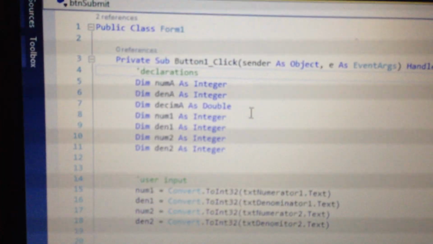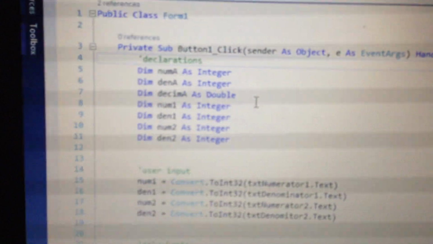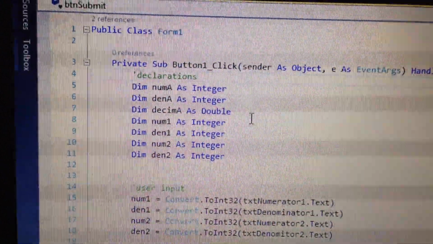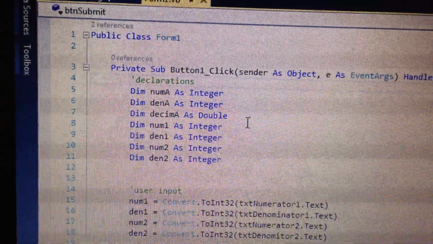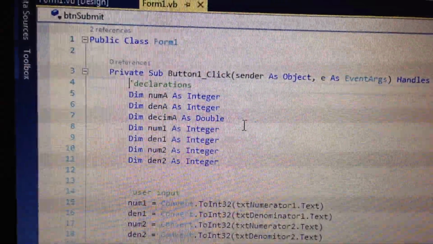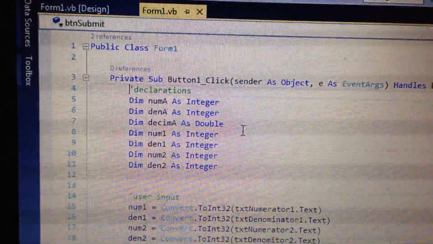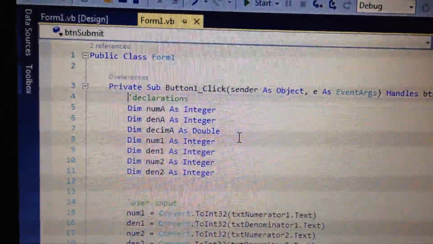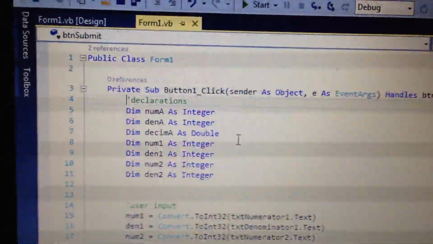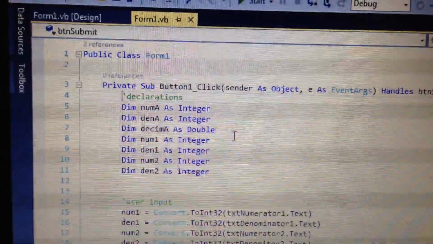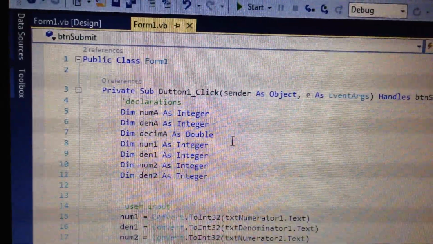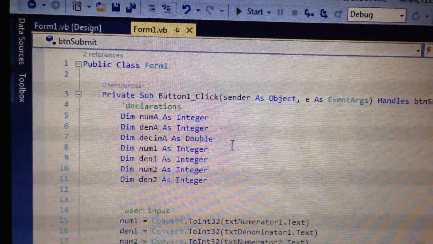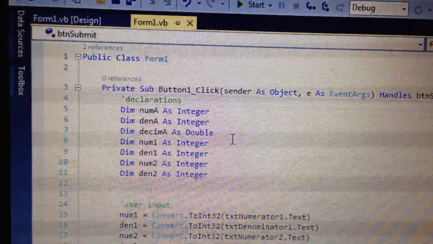Alright, so first we declare our variables. Our first variable is numA as an integer, denA as an integer, decimA as a double. That's very important because we want that to be a decimal form number. Now, we've got num1 as integer, den1 as integer, num2 as integer, and den2 as integer.